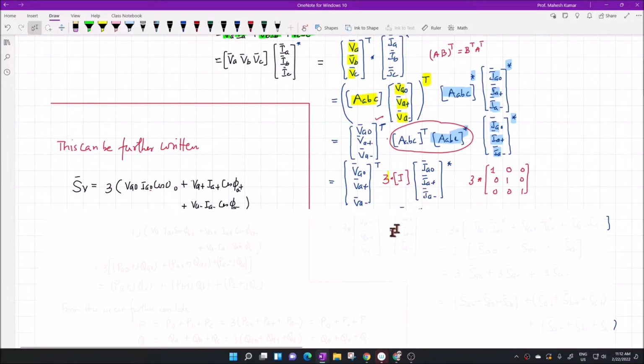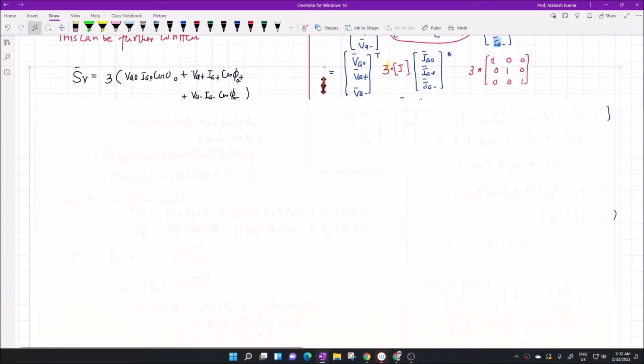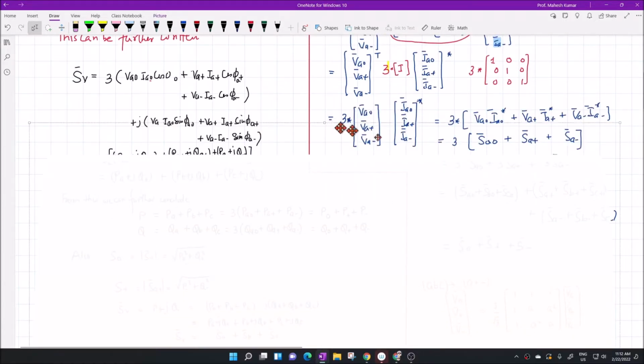3I basically means 3 into this vector. So this multiplication actually becomes 3 into VA0, VA plus, VA minus transpose, and into IA0, IA plus, IA minus. If you multiply these two terms, you will get 3 times VA0 IA0 conjugate plus VA plus IA plus conjugate plus VA minus IA minus conjugate here.